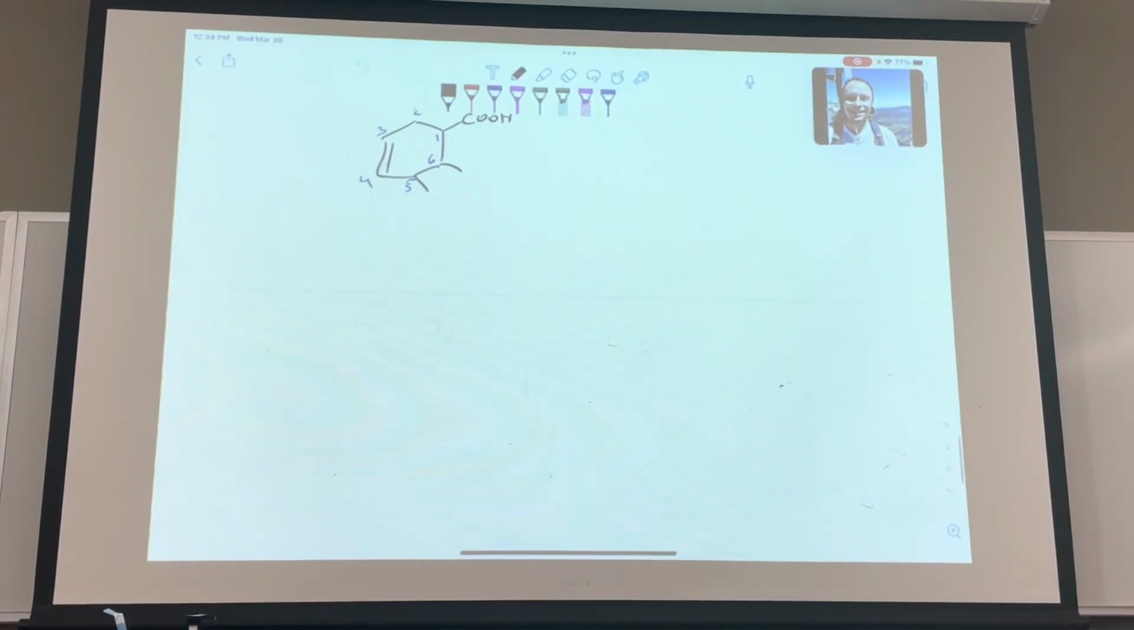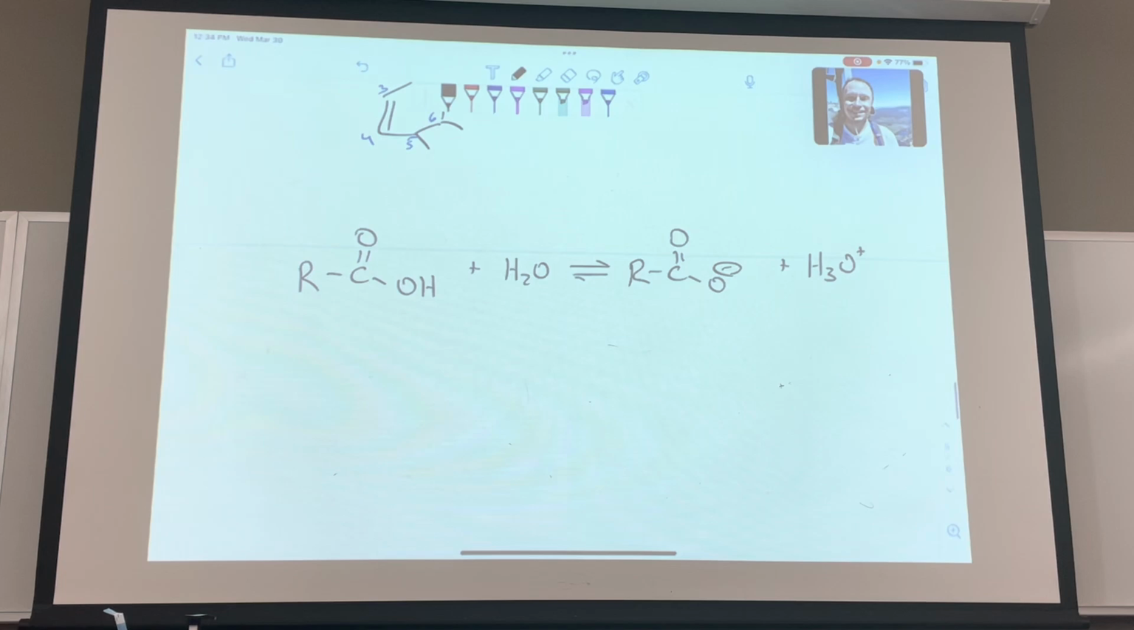So one of the other features about carboxylic acids, as you probably are well aware of by this point, is, well, they're acidic. So I'm just going to draw for a minute the ionization expression here. If you put a carboxylic acid in water, to a certain extent, it will ionize and generate hydronium, which is why carboxylic acids are acidic, right? Anything that generates hydronium in solution is going to be acidic.